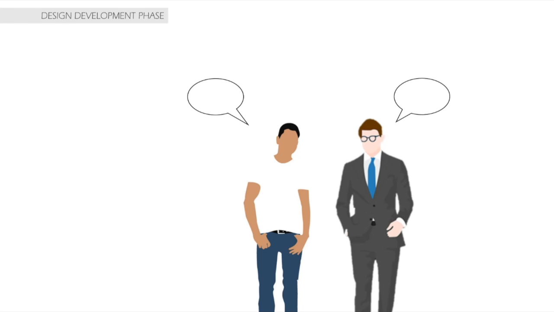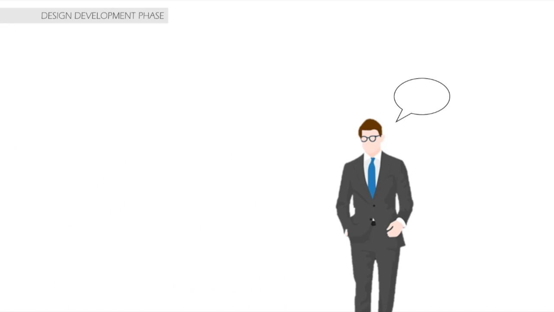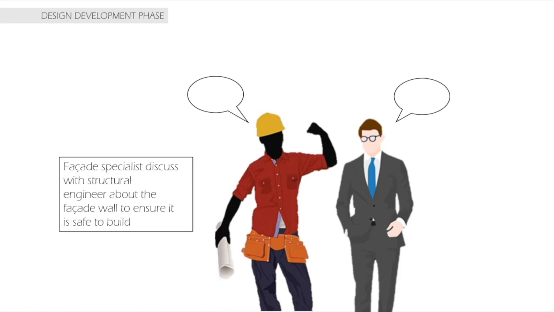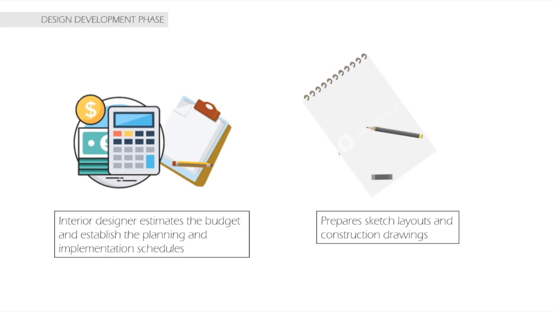Then, the facade specialist will discuss with the interior designer to obtain the best results for the double volume curtain wall facade for the project. He also discusses with the structural engineer about the facade wall to ensure it is safe to build. After that, the interior designer will prepare sketch layouts and construction drawings. Other than that, the interior designer also estimates the budget and establishes the planning and implementation schedules.